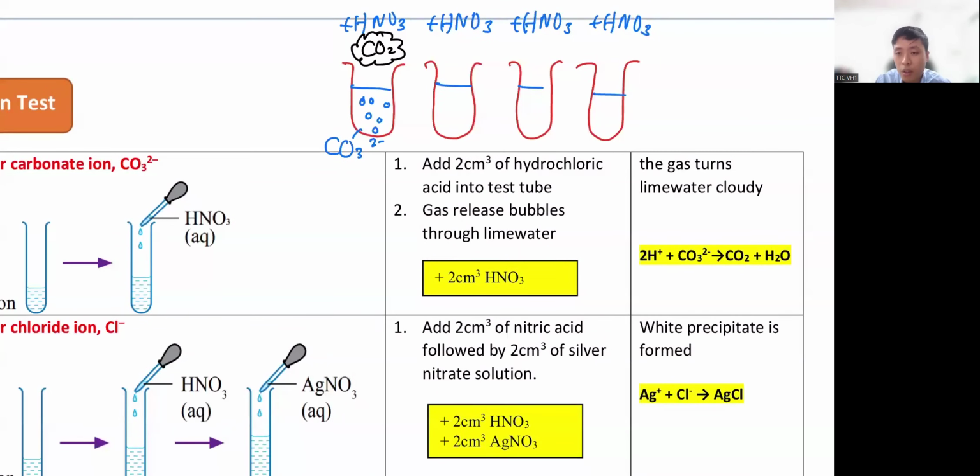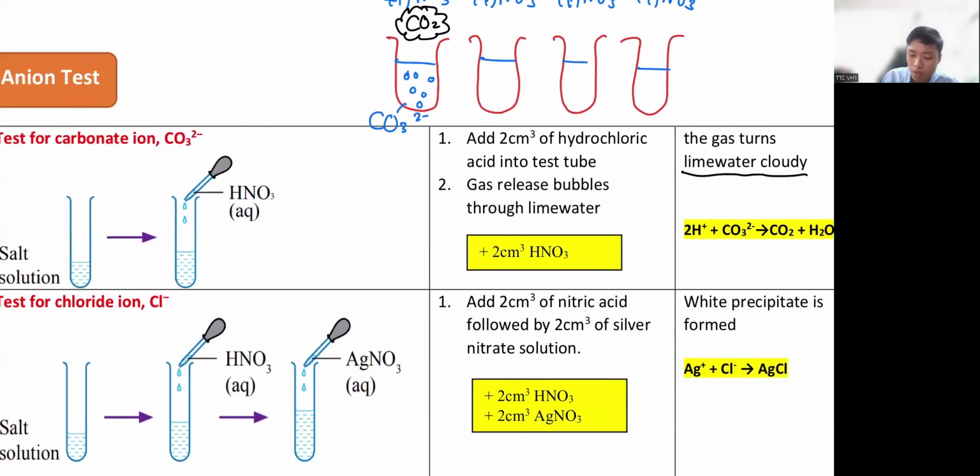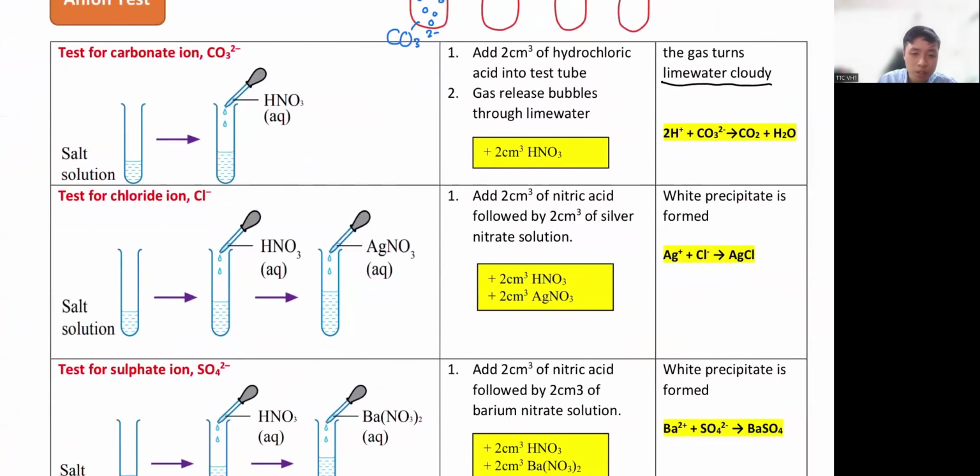If I get gas released through lime water, meaning you get bubbles coming out, and the lime water turns cloudy, it means it is carbon dioxide gas. Carbon dioxide means you have carbonate ion. That is the first one. Carbonate ion, how to test? We put acid, and straight away you get bubbles coming out. So the second and third ones are a bit more complicated.